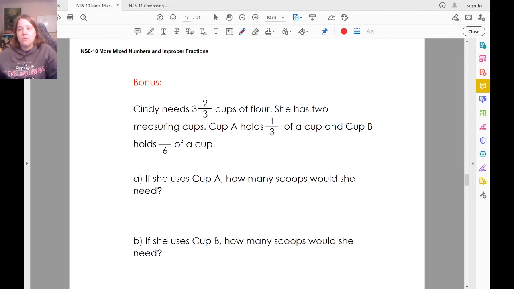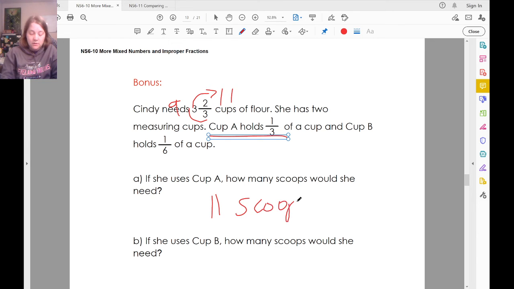You can go ahead and try that bonus if you so choose. So Cindy needs 3 2/3 cups of flour. She has 2 measuring cups. Cup A holds 1/3 and cup B holds 1/6. If she uses cup A, which holds 1/3, how many scoops would she need? Well, she needs 3 2/3, and each cup holds 1/3 of a cup. So I'm going to figure out how many thirds 3 2/3 will hold. 3 times 3 is 9, plus 2 is 11. So it will hold 11 scoops.